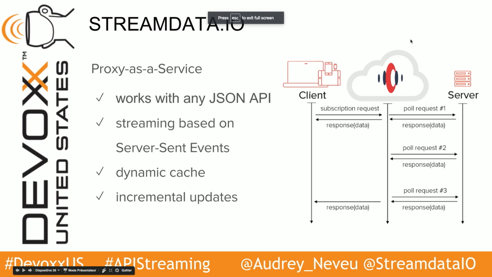So that's the reason why we built stream-data.io, which is a proxy available as SaaS. It works with any JSON API, and basically it turns them into a stream of data. So you open a streaming session with the proxy, and the proxy makes the polling for you. It handles everything that goes wrong, and sends you updates with server-sent events. We added a dynamic cache, so if people join the session between two polls, they don't have to wait until the next one to retrieve data. They can just retrieve the last one from the cache.